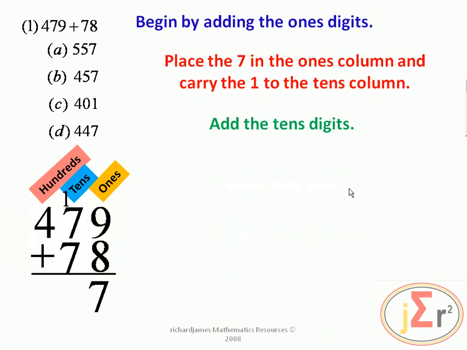Add the tens digit. So we will add the tens digit, and no doubt the one that we carried will be a part of it. So when we add these numbers, Jerry, what will be the result? 15. Right.